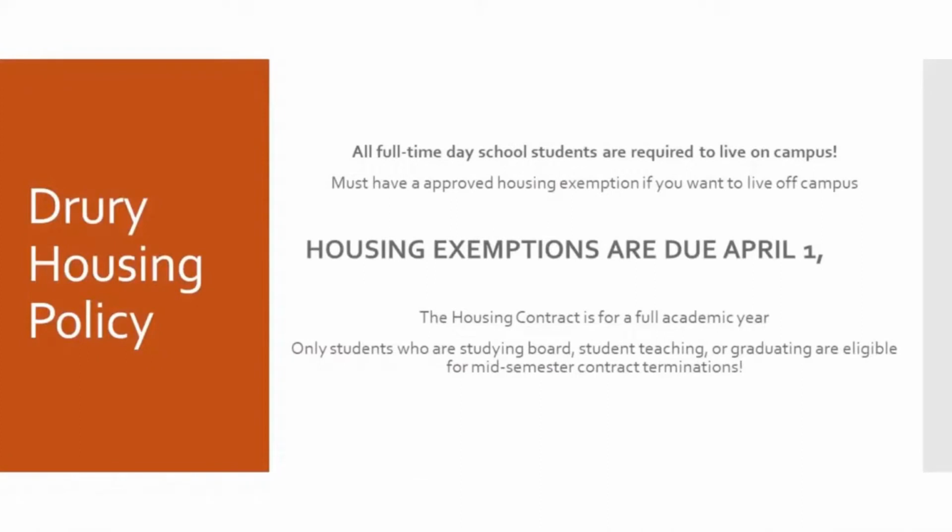Drury requires all full-time day school students to live on campus. If you do not want to live on campus, you will need to file a housing exemption and receive approval from the Housing Exemption Committee. Housing exemptions are due April 1st. If you miss the deadline, there could be cancellation fees, including up to $500 and/or 40% of the housing costs for the semester. A full list of our exemption requirements is located on our website.